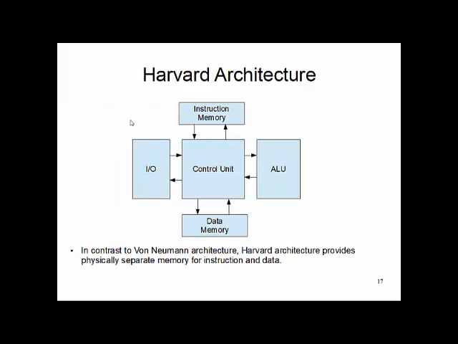So that problem was resolved by the Harvard architecture, where it simply detached the instruction memory and data memory. Its proposal is that we simply store instructions in one memory module and data in a different memory module, so that the control unit can simultaneously access, if needed, instruction and data together, to speed up the process.